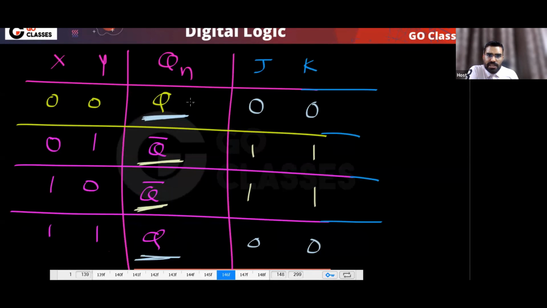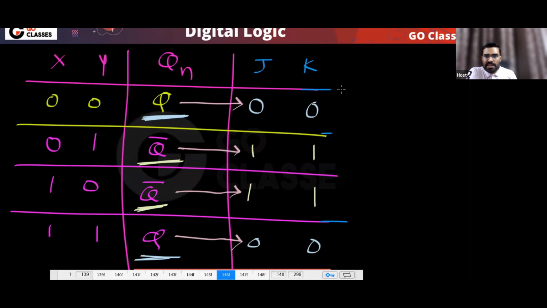Now, when will this happen for the jk flip-flop? This will happen for the jk flip-flop when they are 0, 0. And this will happen for the jk flip-flop when they are 1, 1. Now can you find out the equation?